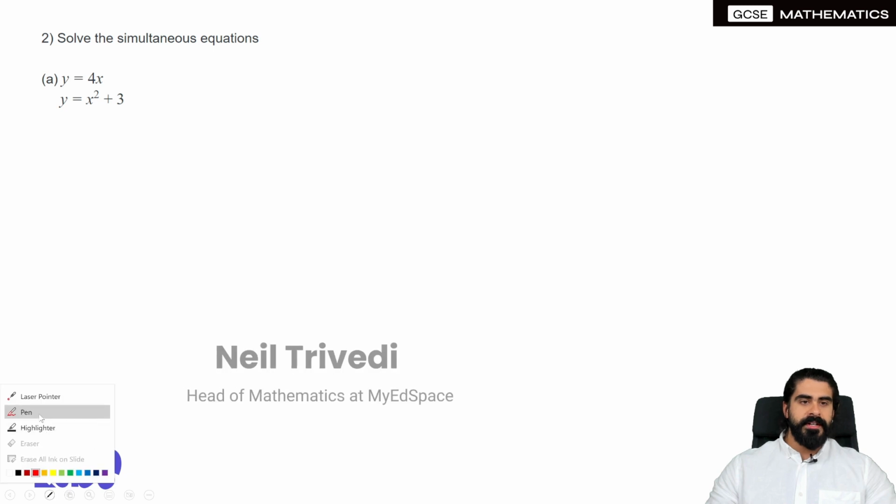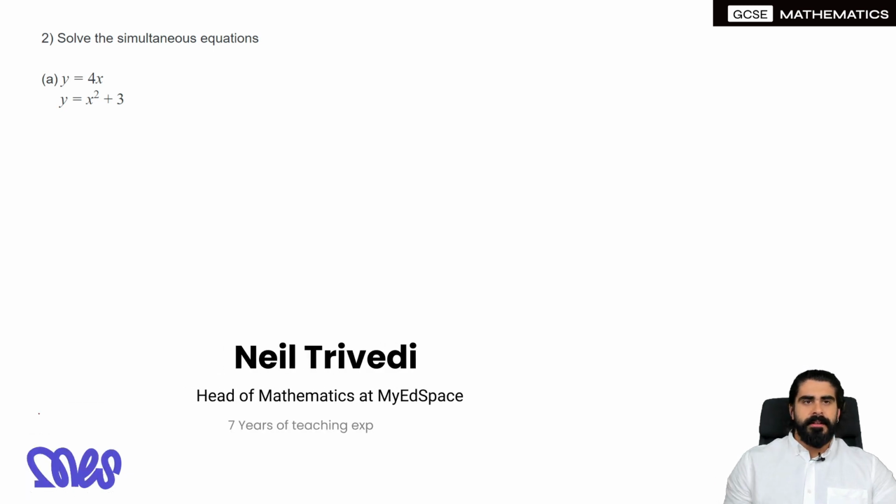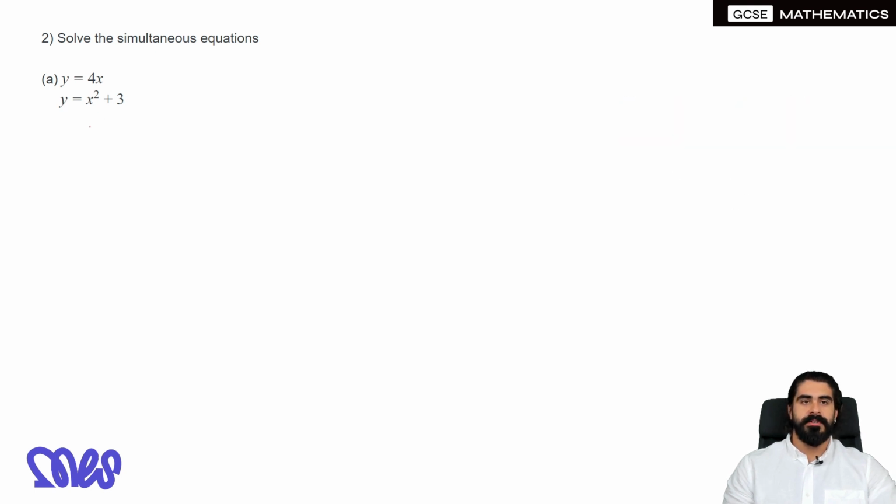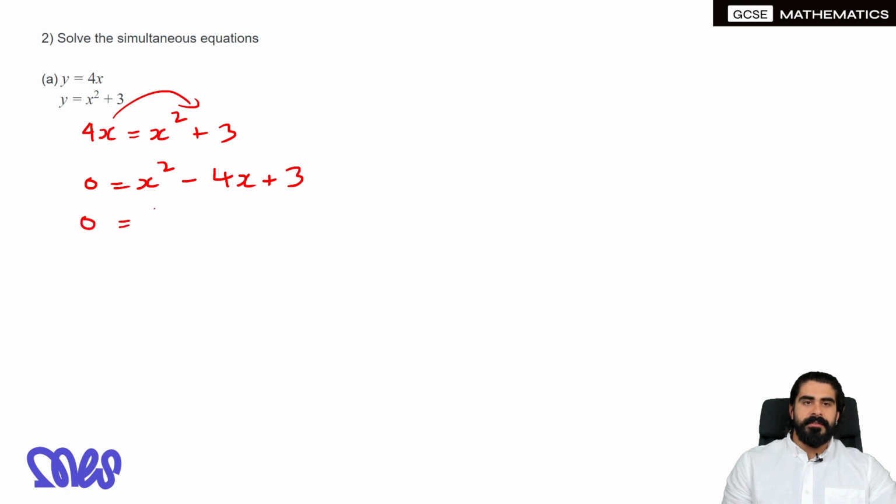Solve these quadratic simultaneous equations. They're both rearranged for y, so we can just equate them together. y equals 4x and y equals x squared plus 3, so 4x equals x squared plus 3. Move the 4x over, and here we can factorize. So we would have x and x, 3 and 1.